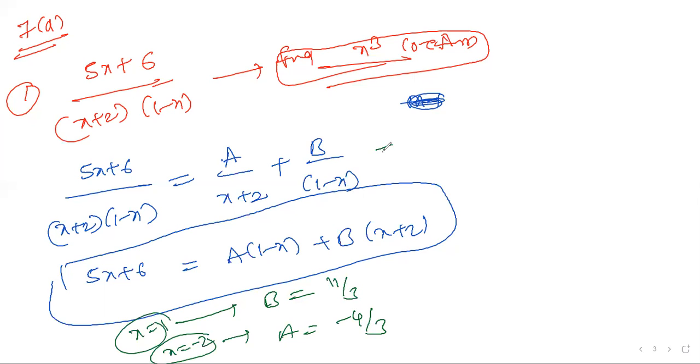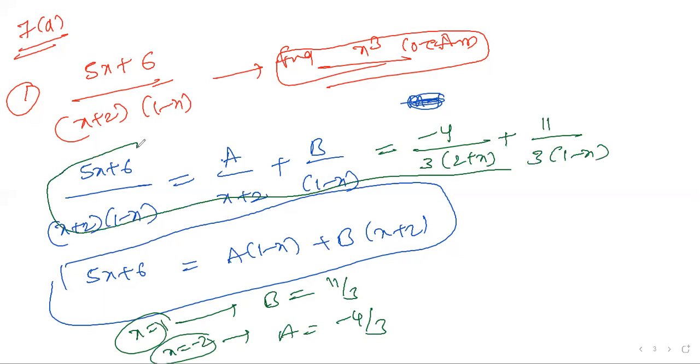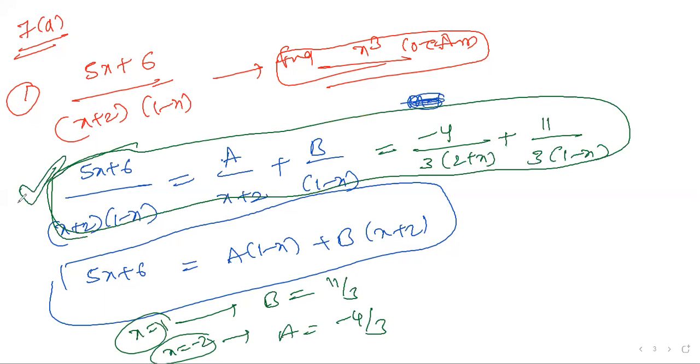So the answer I can write is minus 4 by 3 into 2 plus x, plus, what's the value of b? 11 by 3, right? 11 by 3 into 1 minus x. Still any doubt till this? No, sir. Okay, this is the old version. I didn't do anything new, just gathering what you know.